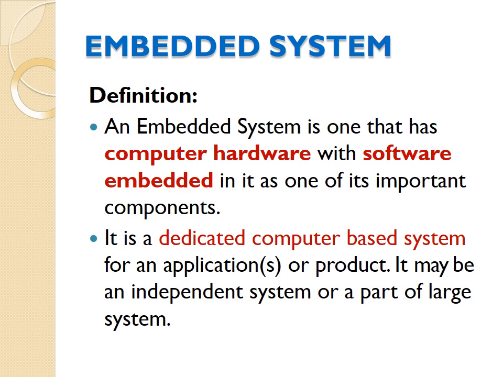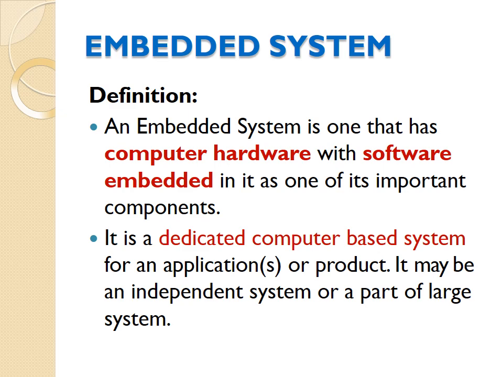The basic definition of an embedded system is a combination of hardware and software to do a particular task. An embedded system is one that has computer hardware with the software embedded as one of its important components. It is a dedicated computer-based system for an application or product. It may be an independent system or a part of a larger system.